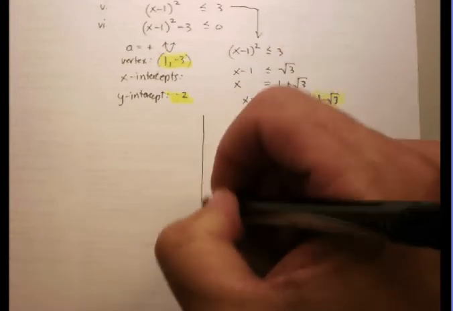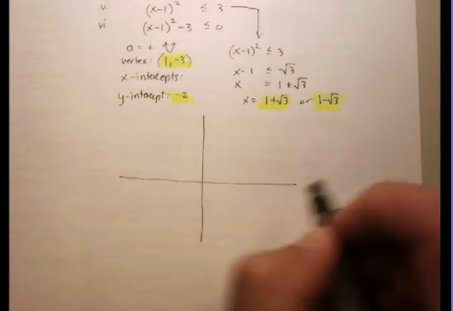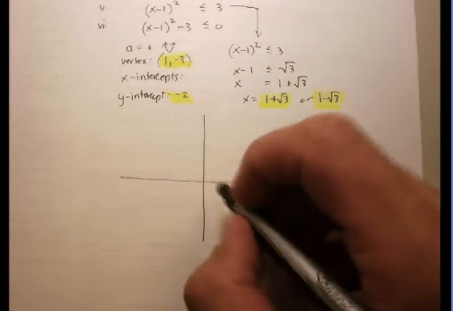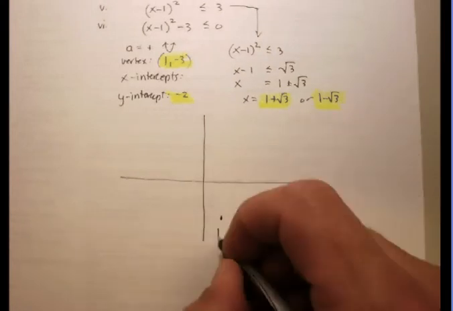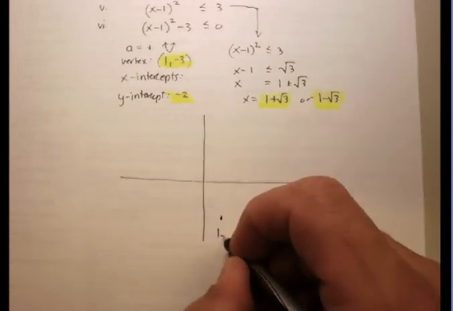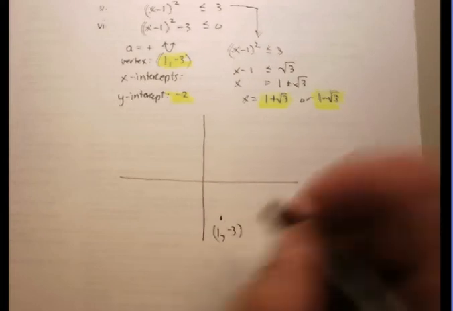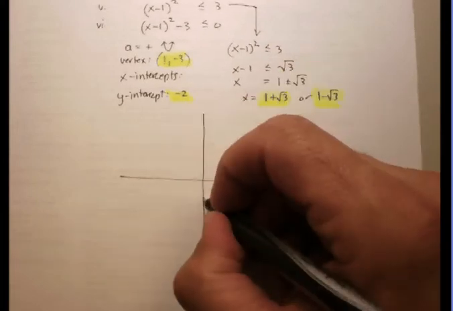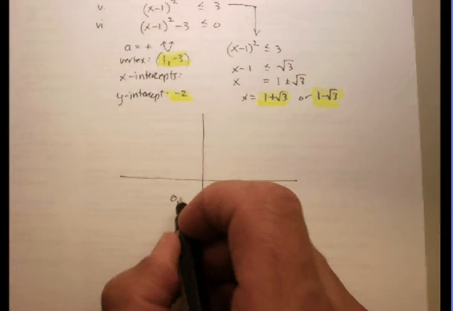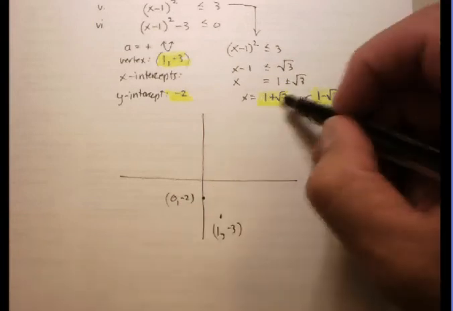To do a quick sketch of this, my vertex is (1, negative 3), so we're going to put that right there. 1 comma negative 3. My y-intercept is at negative 2. Let's put that right about there. (0, negative 2).